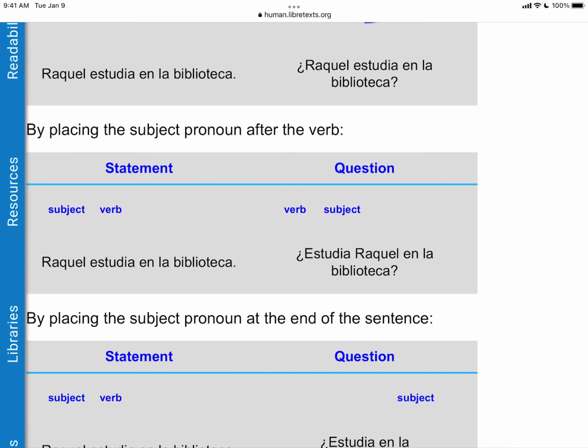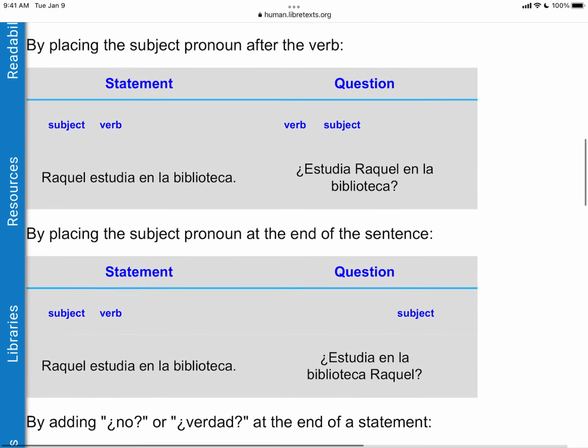We can also switch the subject pronoun after the verb. So the statement is Raquel estudia en la biblioteca. The question is ¿Estudia Raquel en la biblioteca? All we've done is inverted estudia and Raquel. And again, we added the upside down question mark and the right side up question mark, and we raise our voice at the end for the pitch.